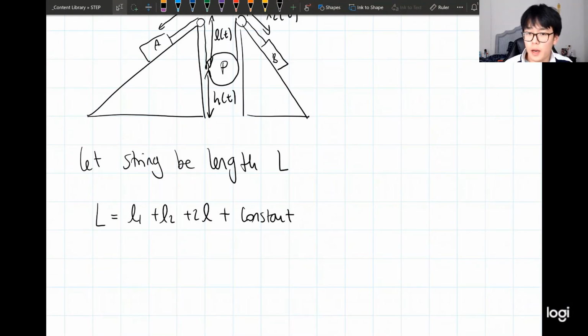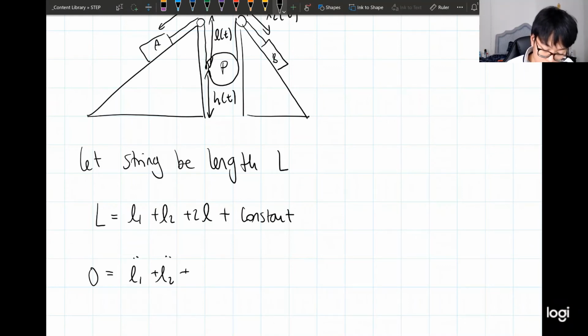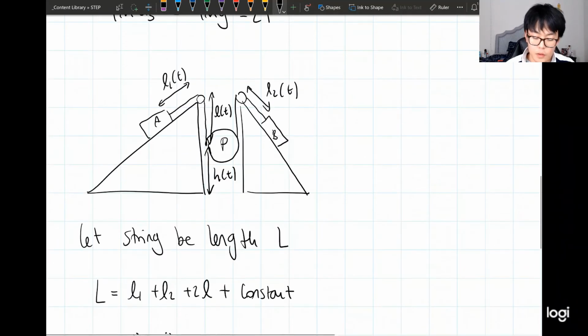And we know that capital L is also constant. And so what we can do is differentiate this equation twice, and we are going to obtain the following, where the double dot denotes the second derivative with respect to time. Now we can see what we are trying to do here. The change of length L1 is really the speed of A, and if we differentiate that again, the rate of change of L1 is literally the acceleration of particle A, and similarly with particle B.